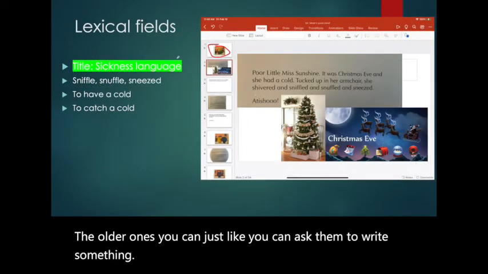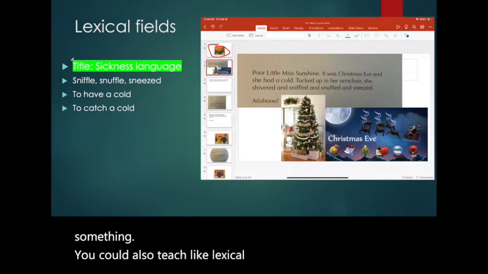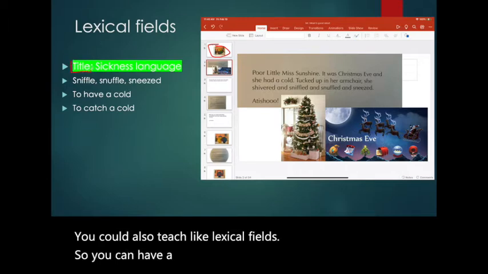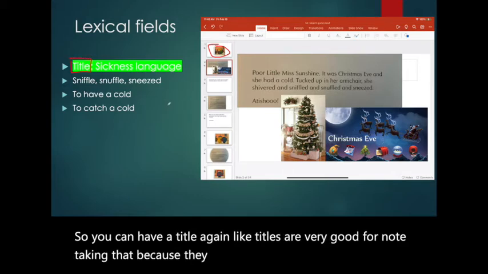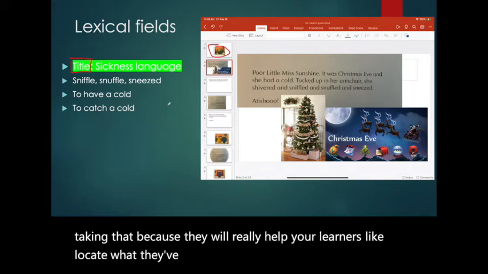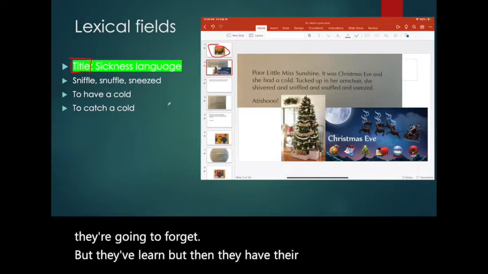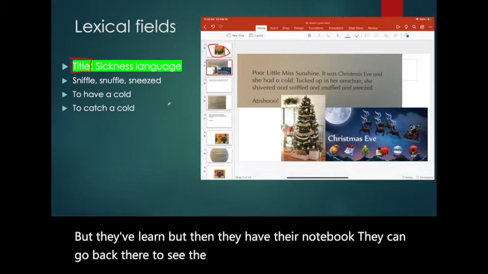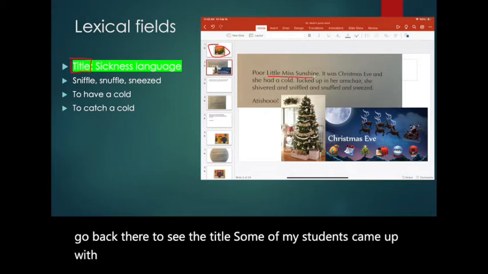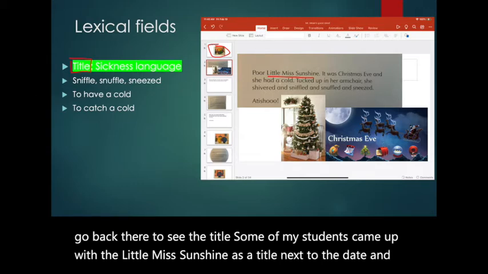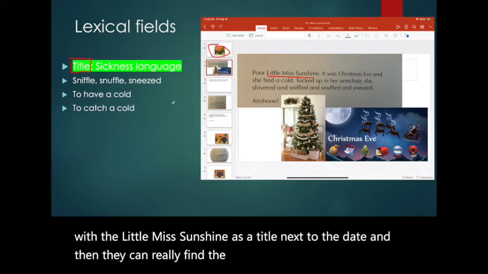You could also teach lexical fields. So you can have a title. Again, titles are very good for note taking, because they will really help your learners locate what they've learned before. So in a few lessons, they're going to forget what they've learned, but then they have their notebook. They can go back. They see the title. Some of my students came up with Little Miss Sunshine as a title next to the date, and then they can really find the information quickly when they need it.